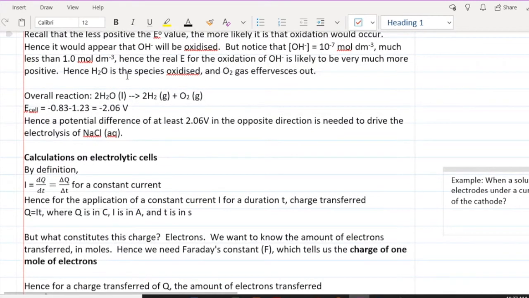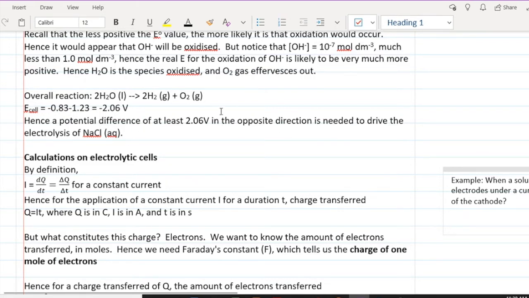And for the overall reaction, we just add the cathodic and the anodic half equations together, and we get the decomposition of water into hydrogen and oxygen gas, with the E cell being the cathode minus the anode, getting minus 2.06 volts. And notice it's negative, so this indicates that the reaction does not occur on its own spontaneously. Hence, a potential difference of at least 2.06 volts in the opposite direction is needed to drive the electrolysis of sodium chloride solution.